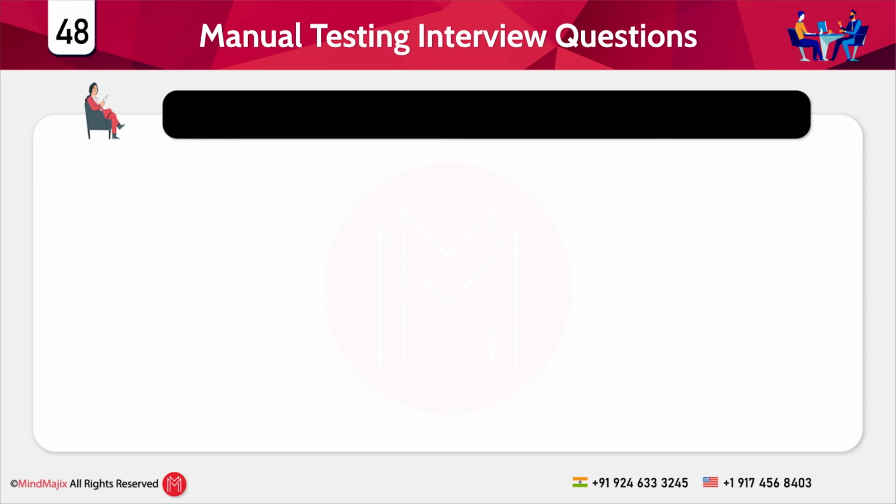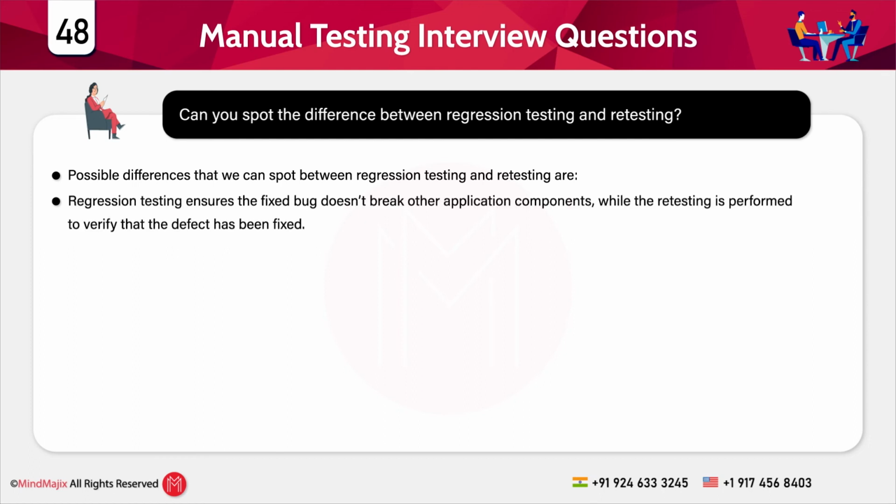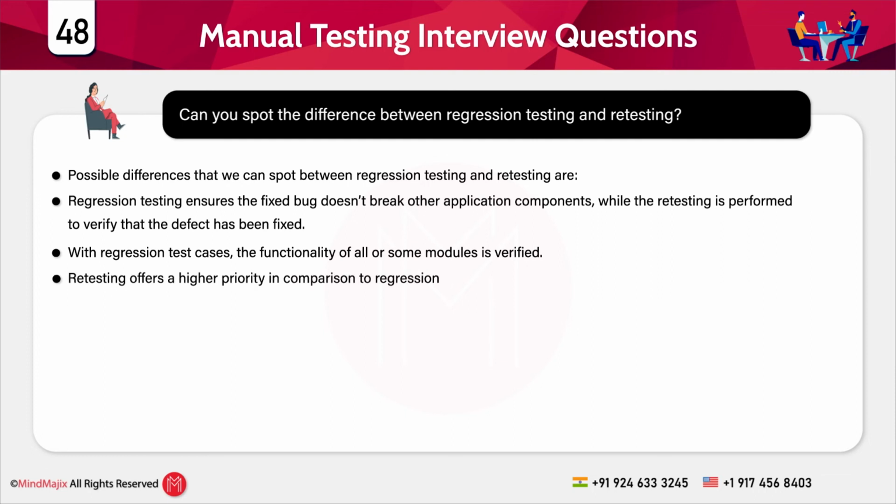The next question is, can you spot the difference between regression testing and retesting? So regression testing ensures the fixed bug doesn't break the other application components, while retesting is performed to verify the defect that has been fixed. Okay, so with regression test cases, the functionality for all or some of the modules is verified. So retesting offers a higher priority in comparison to regression testing.